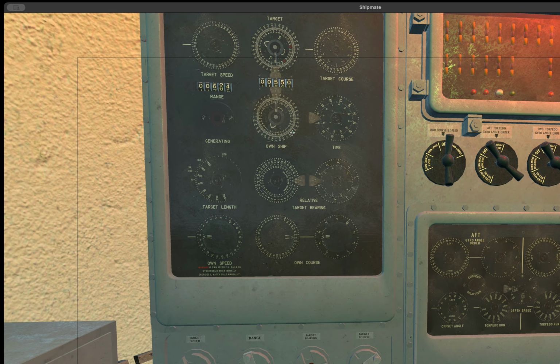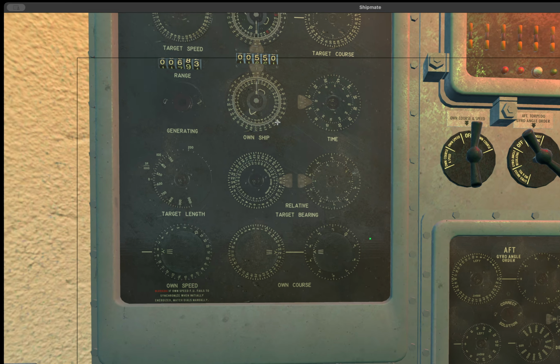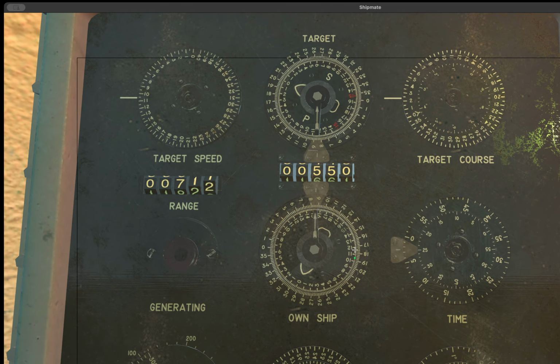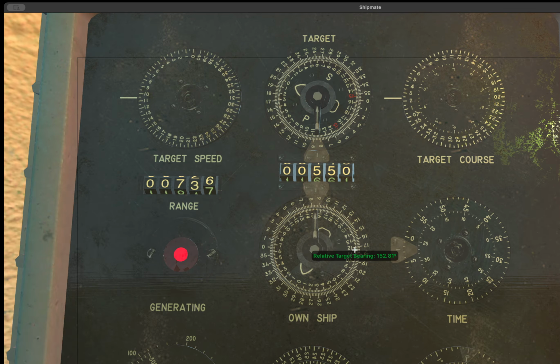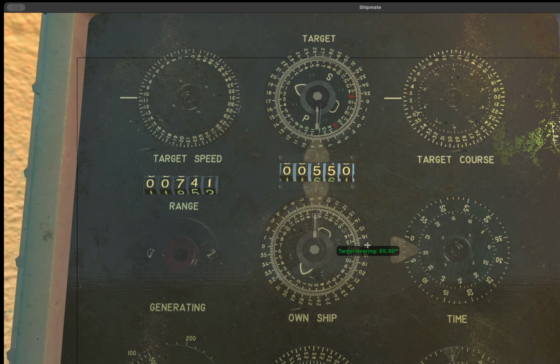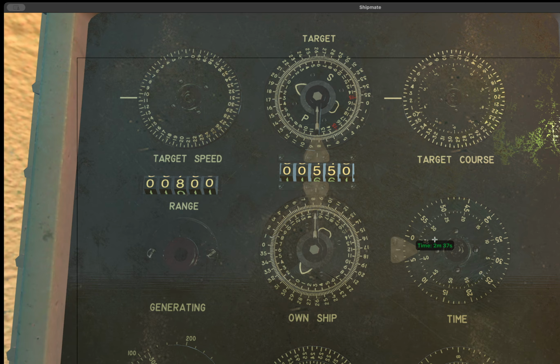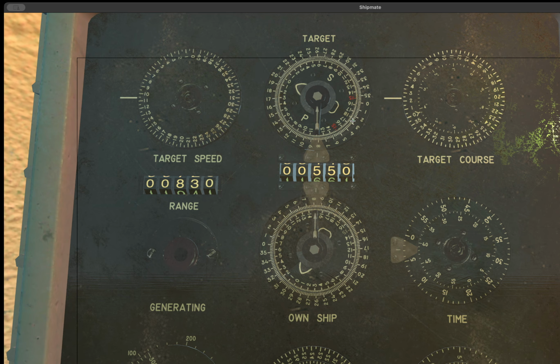Also, we have the target. I will show it closer. We have the relative target bearing, which is also changing. We have the true target bearing. We have the time when the solution of the problem was started. We have the target course. It changes by the input settings.